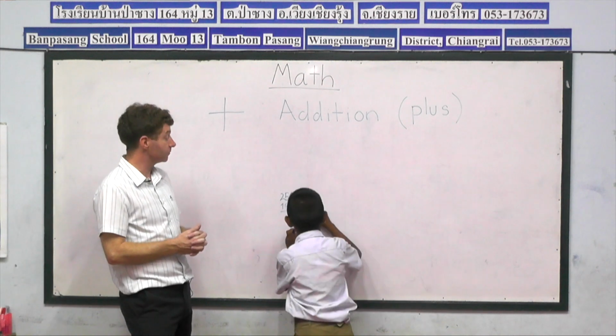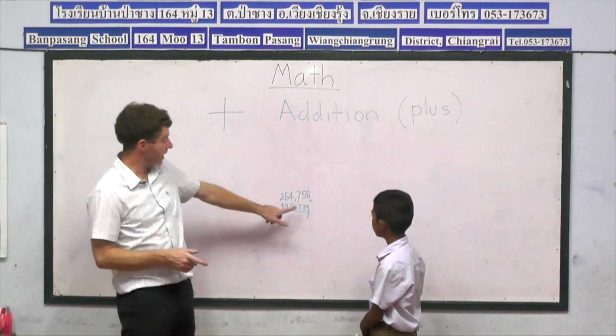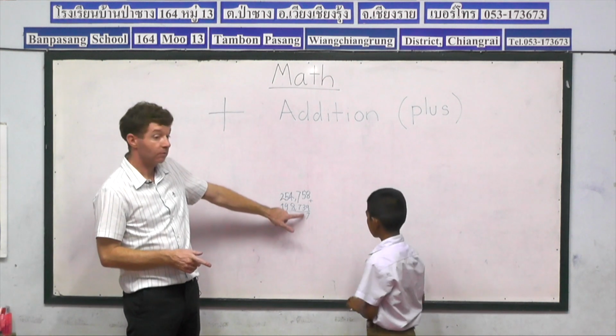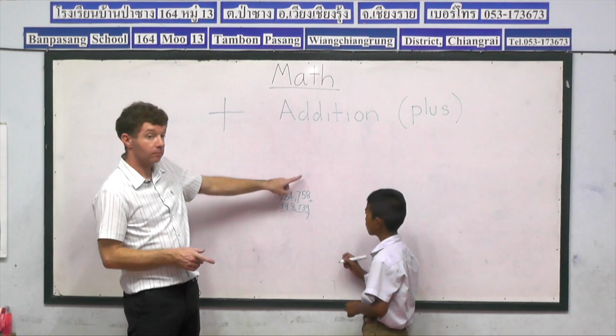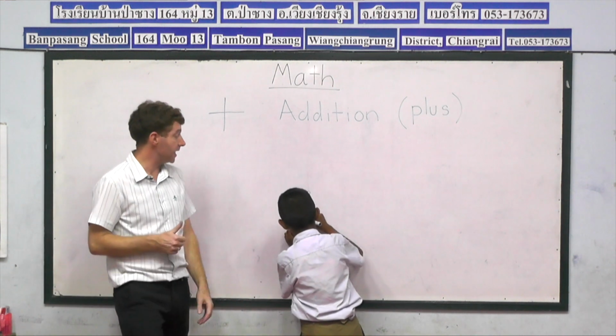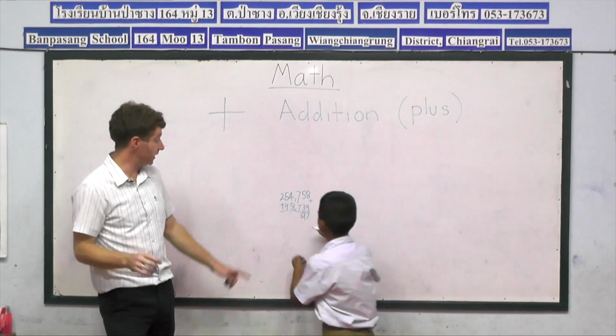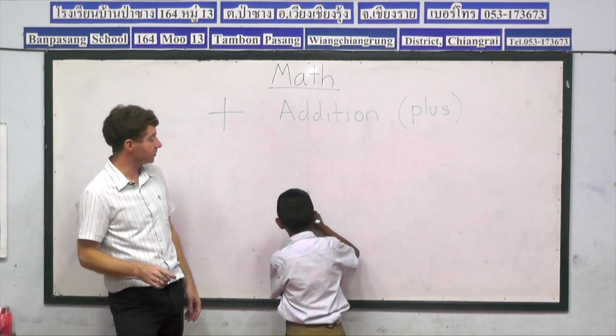So we drop the 7, carry the 1. And then we have 5. 5 plus 3 equals 8 plus 1 equals 9. Excellent, guys. Well done. And next. 7 plus 2 equals 14. So we drop the 4, carry the 1.